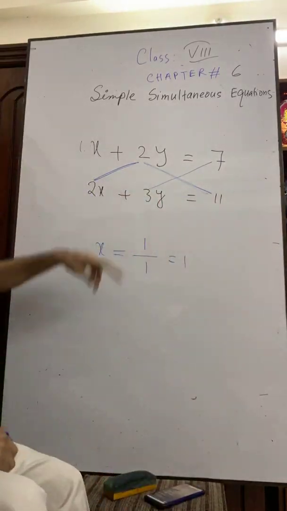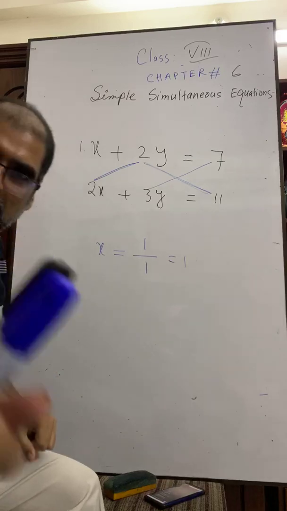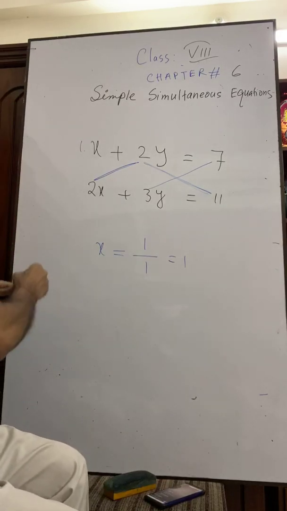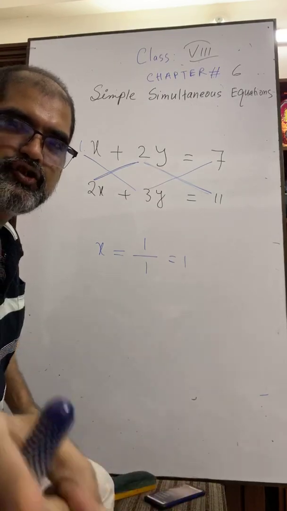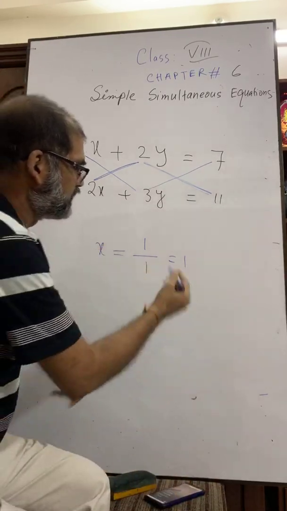Again, 2 into 2, 4, and 1 into 3, 3. 4 minus 3 goes to 1. So 1 by 1, answer is 1.